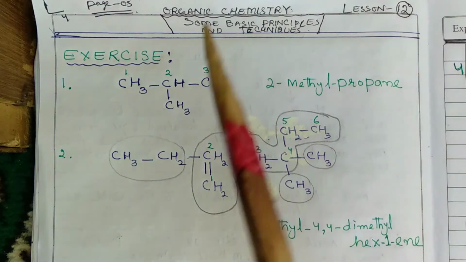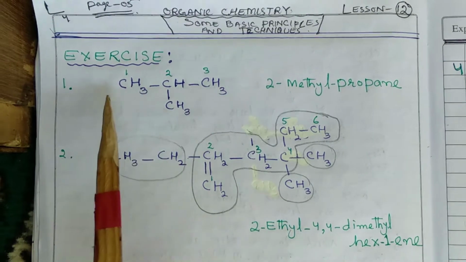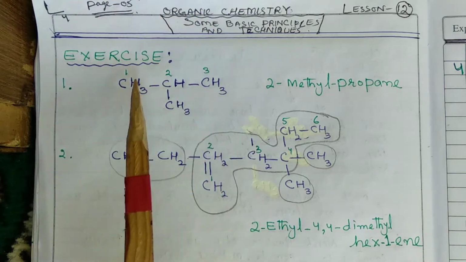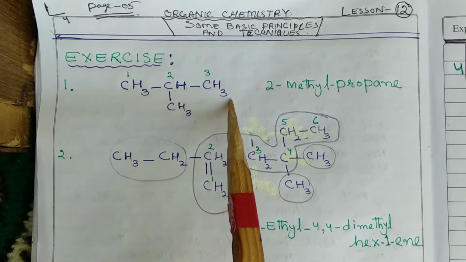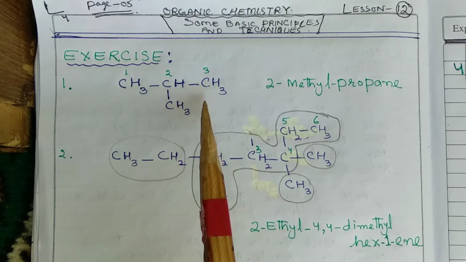Students, next part of lecture 4, IUPAC nomenclature. This is exercise question 1. Here you can see this compound, CH3, CH3, CH3. We have to write down the systematic name of this compound, that's the IUPAC name.